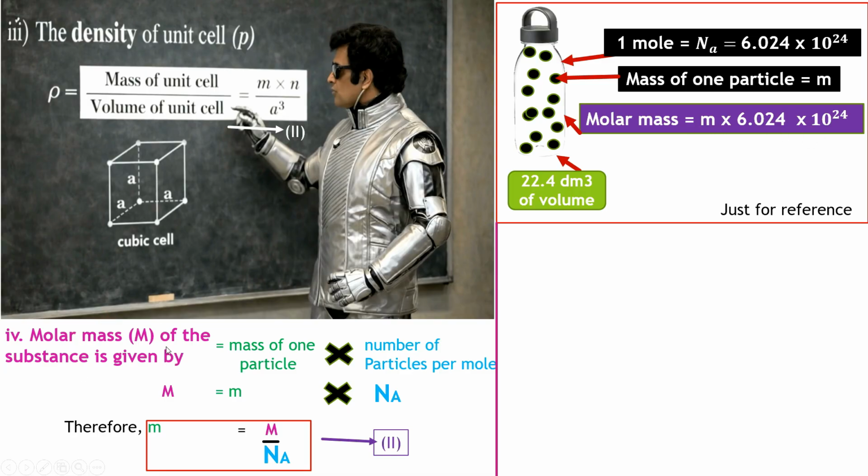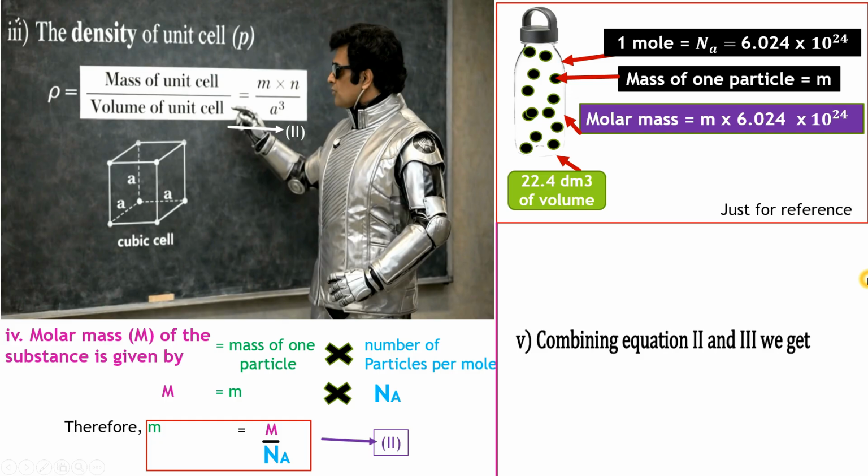Here also the same thing is written: the molar mass of the substance is equal to the mass of one particle into the Avogadro number, that is, the number of particles per mole. Na is nothing but 6.022 into 10 raised to 23. This is just for reference.